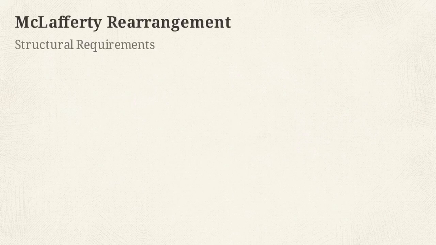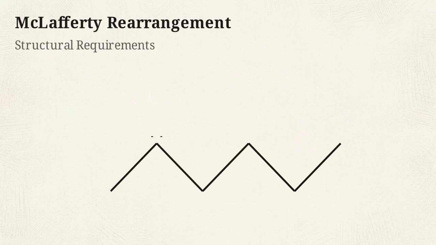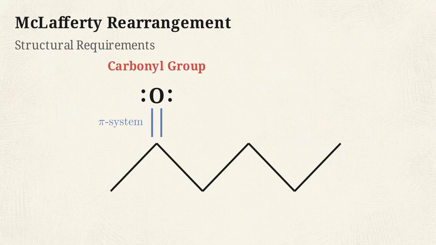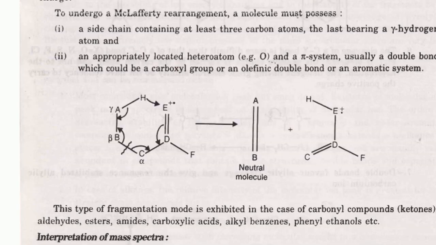It does not happen to every molecule. It requires a specific molecular architecture. The primary requirement is an electron-deficient pi system. Most commonly, this is a carbonyl group, a carbon double bonded to an oxygen, that has just lost an electron during ionization. This drawing maps the positions along the carbon chain. The first carbon attached to the carbonyl is the alpha position, next is the beta position, and the third carbon out is the gamma position.